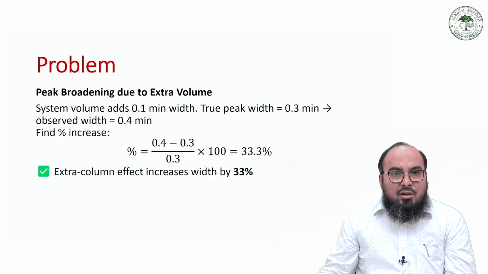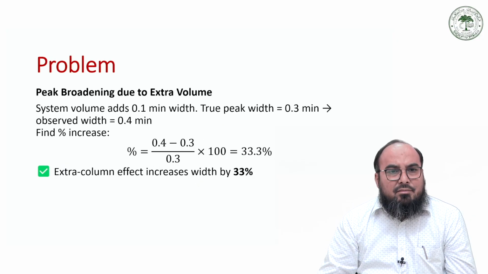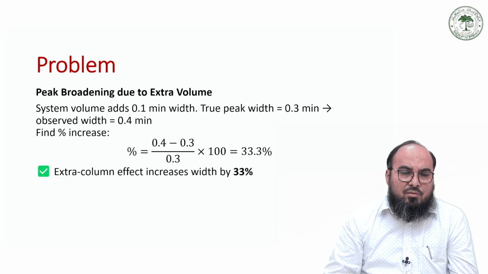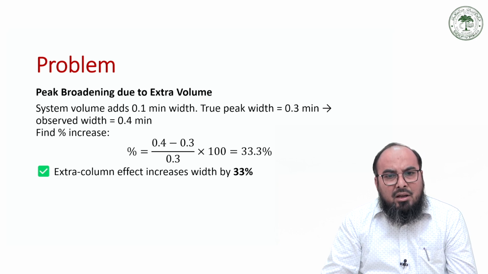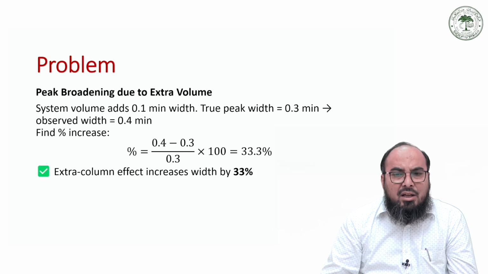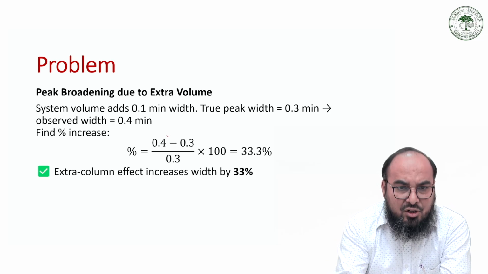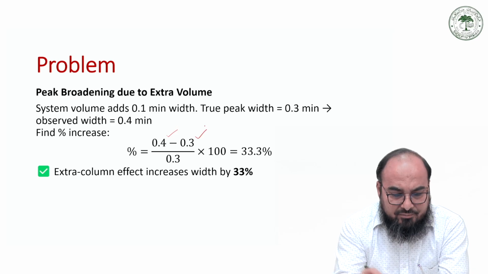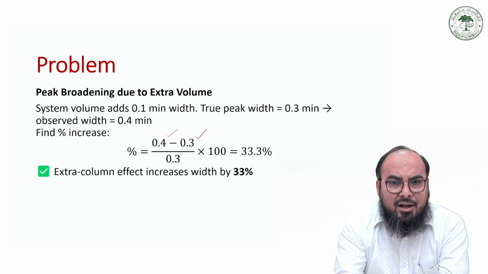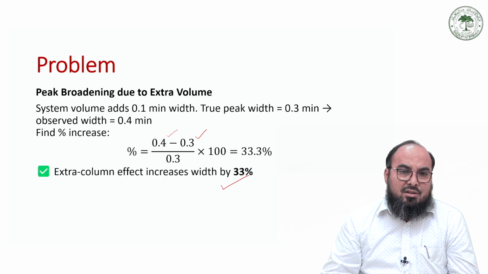Okay. So another peak broadening problem, let us do it quickly. System peak broadening due to extra volume. So system volume adds 0.1 minute width. The true peak width is 0.3 minute. So the observed width is 0.4 minute. So how are you going to calculate the percent? It is 0.4, that is the observed one, upon the true one. So you just divide it. So the peak width increases by 33%.